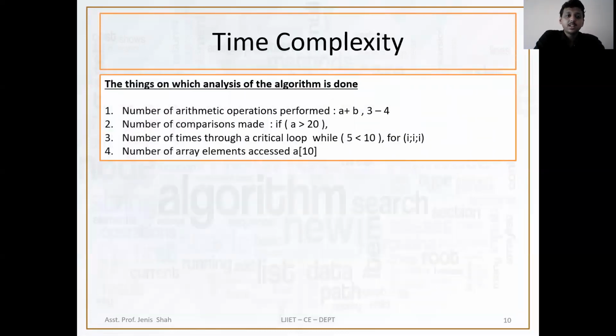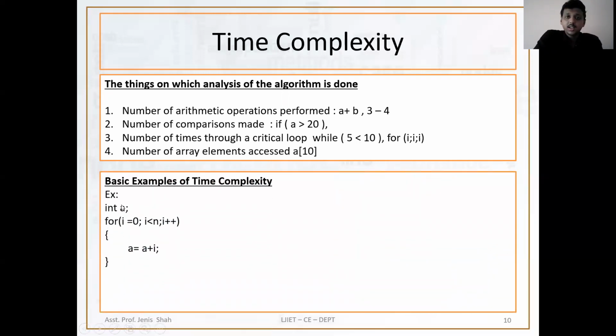To simplify the analysis, we sometimes ignore some work and take a constant amount of time independent of the problem input size. Now, the things we need to consider during time complexity are arithmetic operations performed, like a plus b, 3 minus 4. Any comparison occurring in your algorithm, like while 5 less than 10, while a less than 10, if a greater than b, and b greater than c, such types of conditions. Also the number of array element accesses. You all need to focus on these four things.